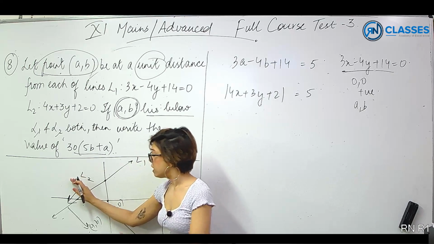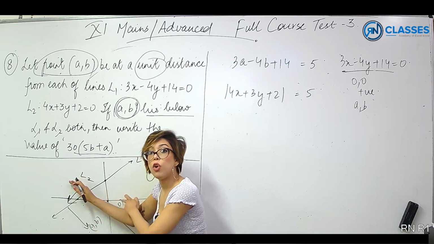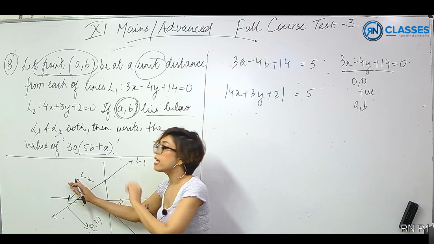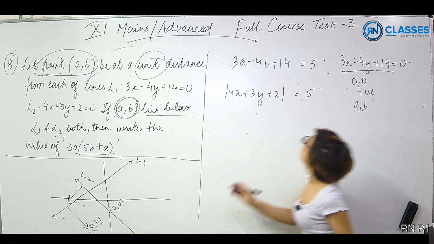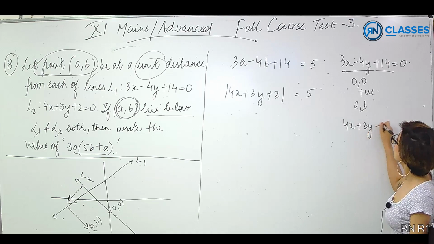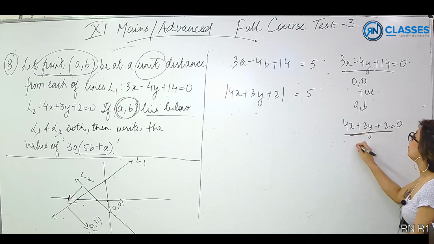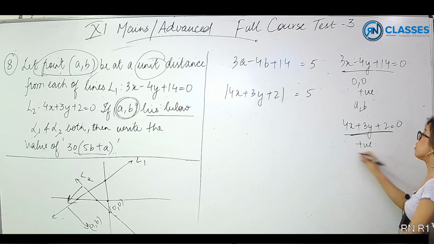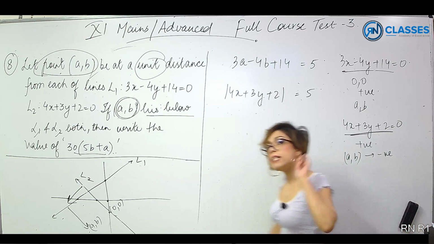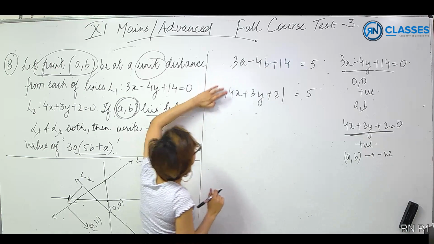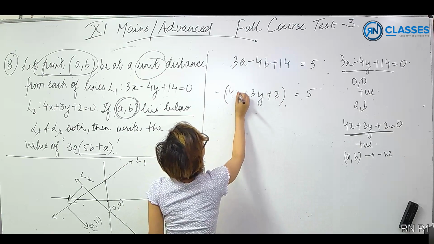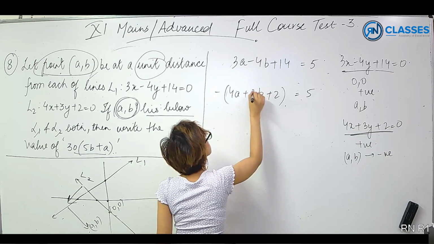Now mind it, 0 comma 0 and a comma b are on the opposite sides. So whatever sign 0 comma 0 satisfies, a comma b will satisfy the opposite one. So let me check: what does 0 comma 0 do to the second one? The second line is 4x plus 3y plus 2 equal to 0, and 0 comma 0 will obviously be positive. If 0 comma 0 is positive, that means a comma b will have the negative sign, so the mod will open with a negative sign. Right here, I should have written a and b, by the way. You get that one.